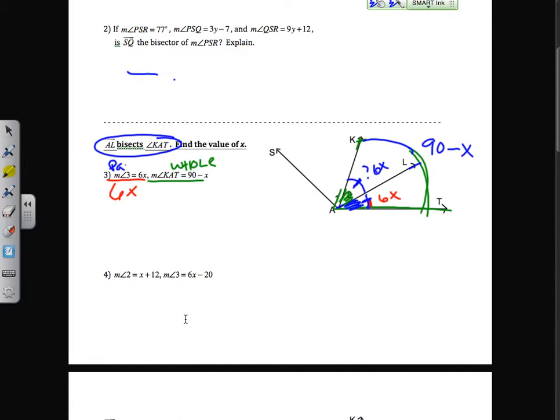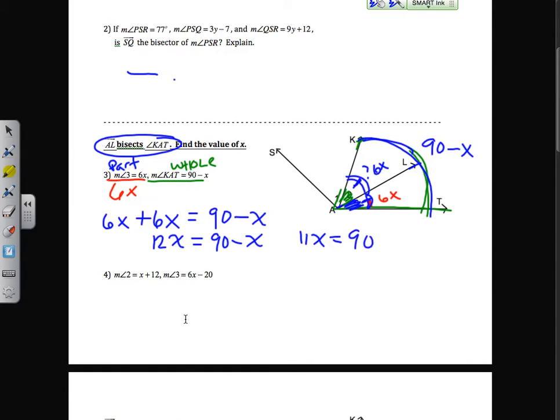So the two parts that I have, the 6x and the other part, are congruent. The other part is also 6x, and together they will equal the whole, 90 minus x. This is 6x, this is also 6x because they're congruent. Add them together, it'll equal the whole thing, which is 90 minus x. All right, so 12x plus x, 13x... 11x equals 90. You don't get a pretty answer, but x equals 90 over 11.